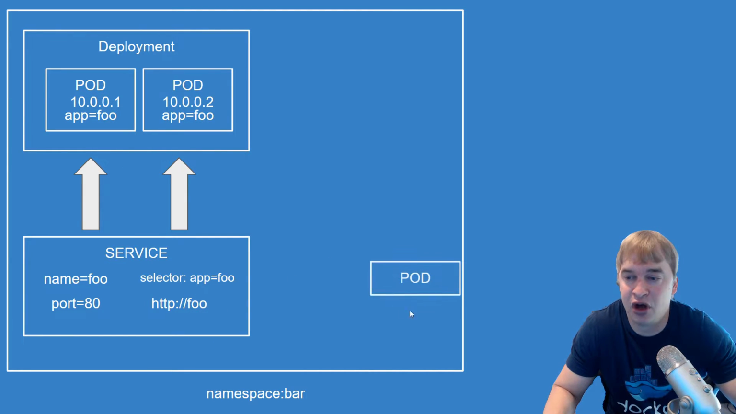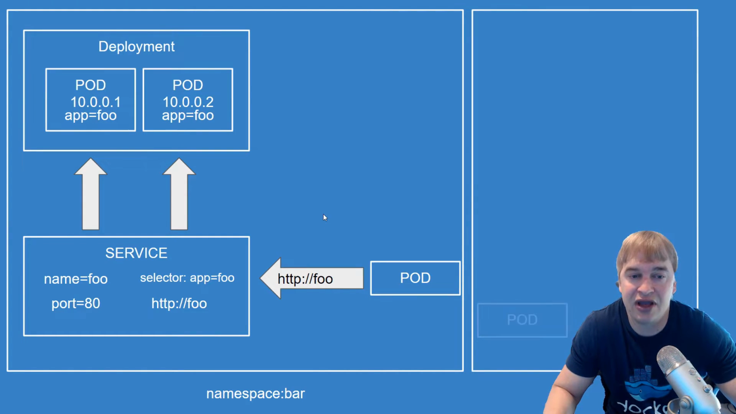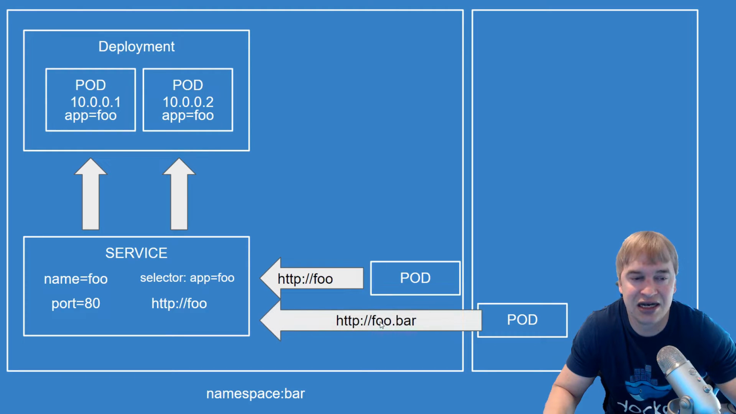So if we have a pod running within the namespace, this pod can access our pods just making an HTTP call to foo. And if we have another namespace and we have another pod inside that namespace, it can also make a call to our service using a slightly different approach. So it uses foo and then dot the name of the namespace. So foo.bar in this case. And this gives us service discovery, load balancing, and DNS, all out of the box.